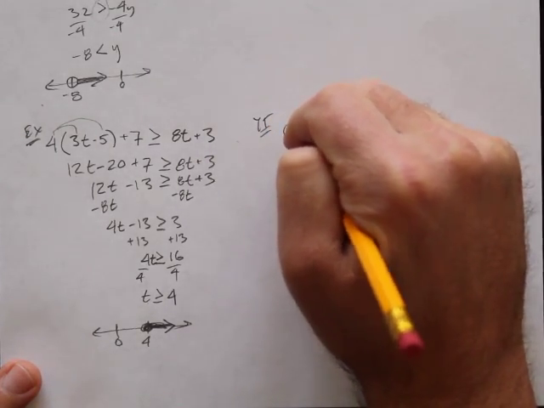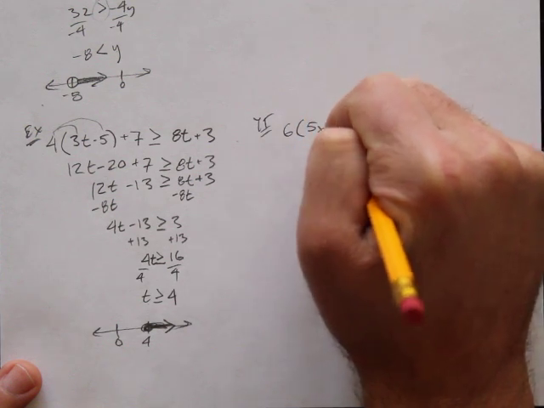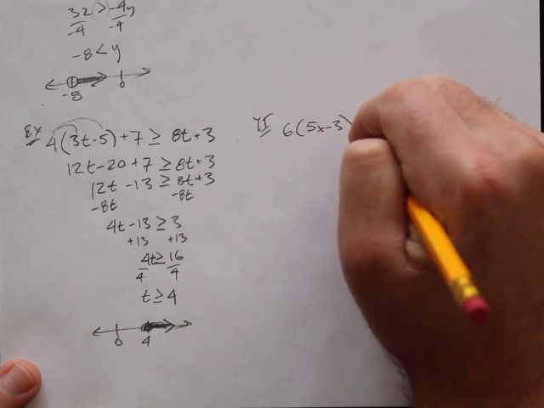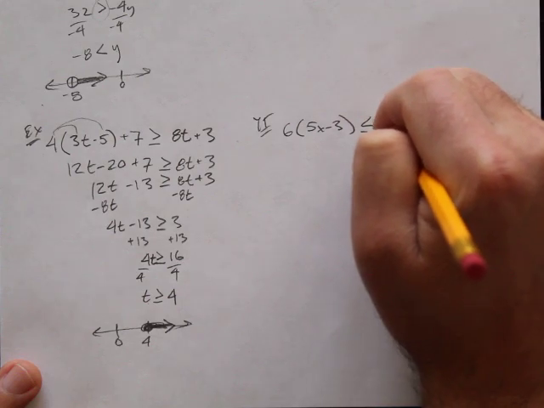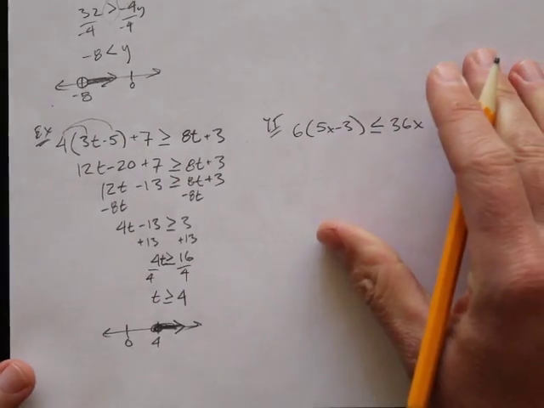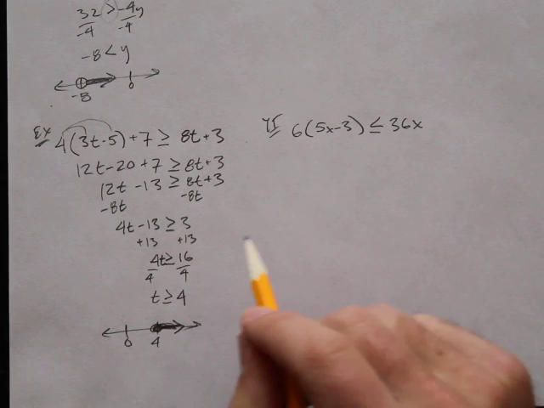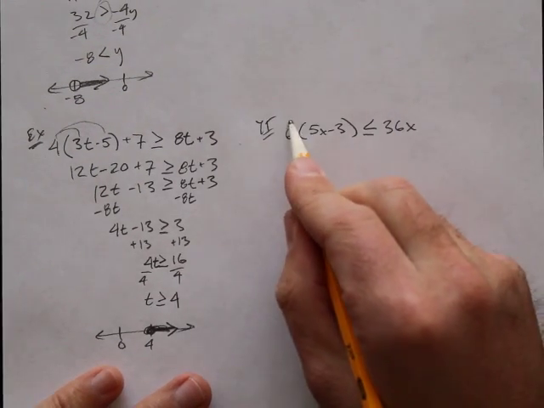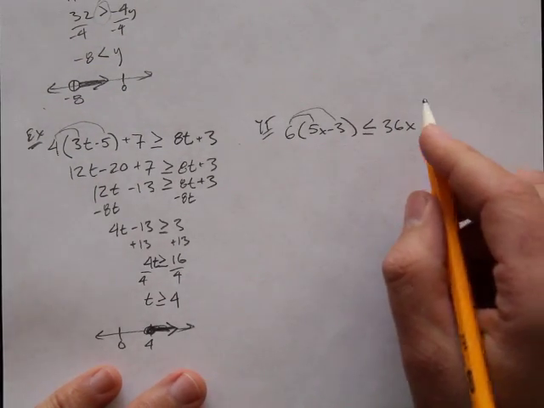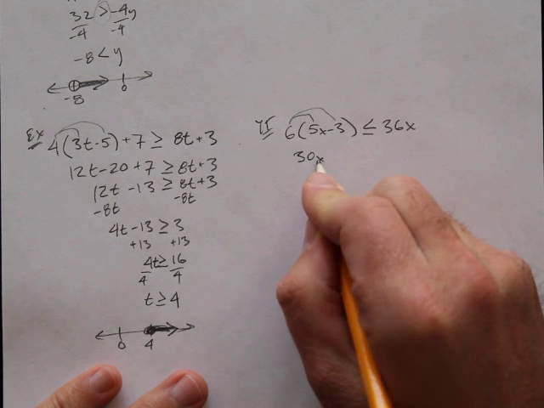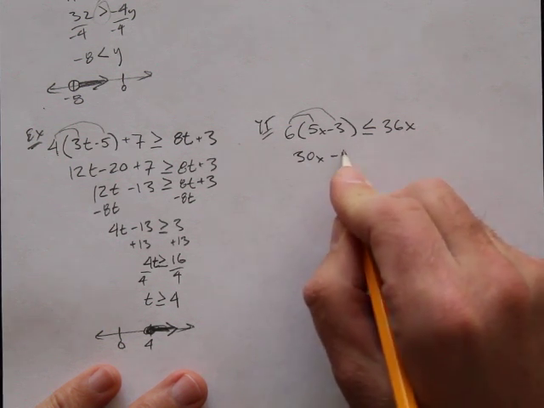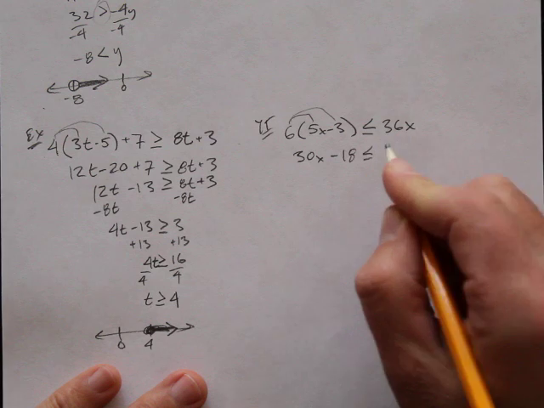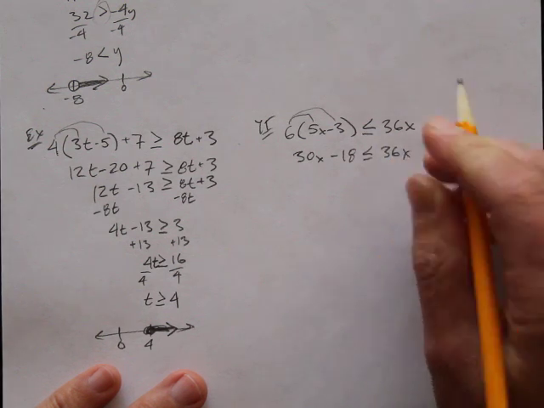6 times 5x minus 3 is less than or equal to 36x. All right, go ahead and pause the video and get to work on this inequality. Go. All right, I'm going to distribute this 6, so that's 30x minus 18 is less than or equal to 36x.